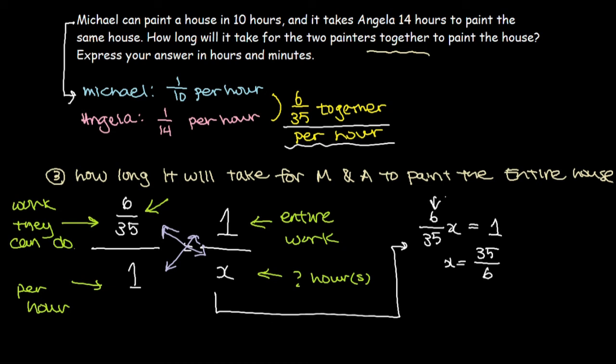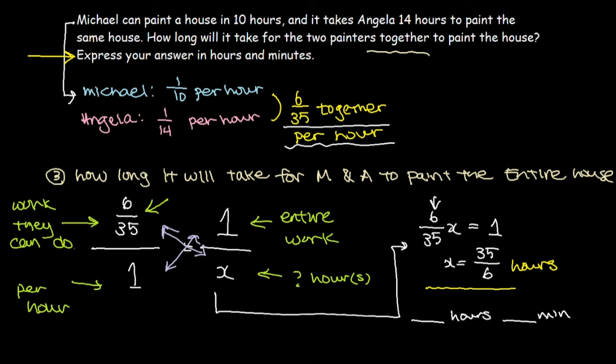So we're already done answering the question. We're not really technically done, because the question is asking for us to answer in hours and minutes. And this is not answering in hours and minutes. This is only giving us 35/6 hours. So we need to simplify this. So we'll simply get blank hours and blank minutes.